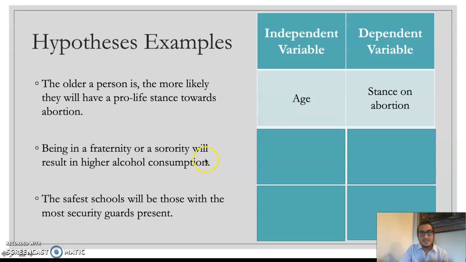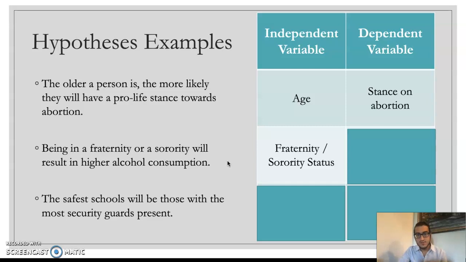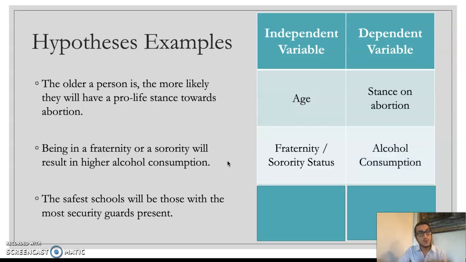So what makes sense here? Which of these variables would be the independent variable? The variable that we are predicting is going to cause a change in the dependent variable. Well, in this example, fraternity or sorority status. So being involved in Greek life, we're expecting is going to result in higher amounts of alcohol consumption, which would be our dependent variable. And this last example: the safest schools will be those with the most security guards present.